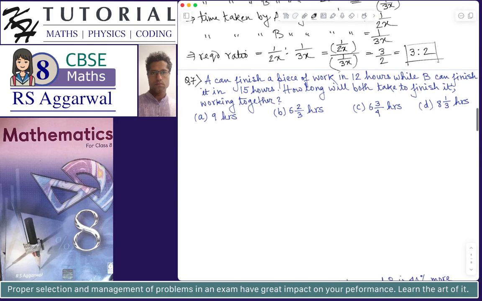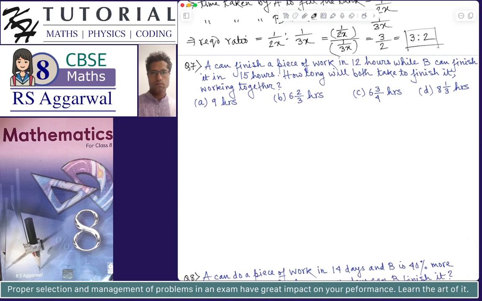Okay, let's do question number 7. A can finish a piece of work in 12 hours while B can finish it in 15 hours. Okay, how long will both take to finish it working together? Okay, so work done by A in 1 hour is equal to 1 by 12. Similarly, work done by B in 1 hour will be equal to 1 by 15.